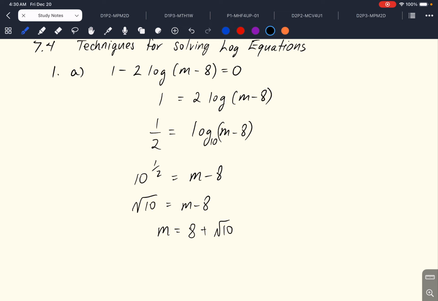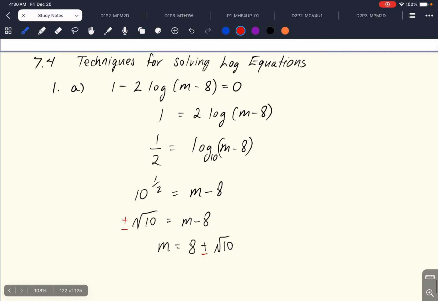So this method gives you this solution, but it's not completely identifying another solution that might be valid. You have to remember that when you take the square root of something, you have two possible answers, plus or minus. So we should have plus or minus root 10. That might not be completely apparent to you, but it will be apparent if you follow a different approach for solving a logarithmic equation.